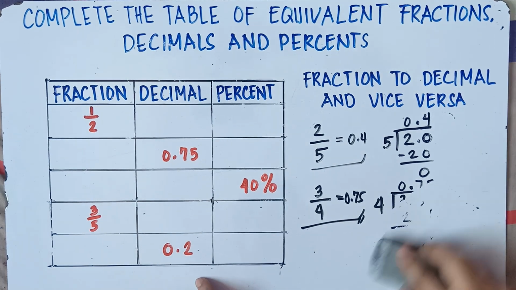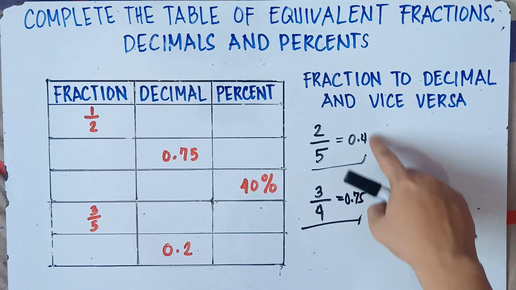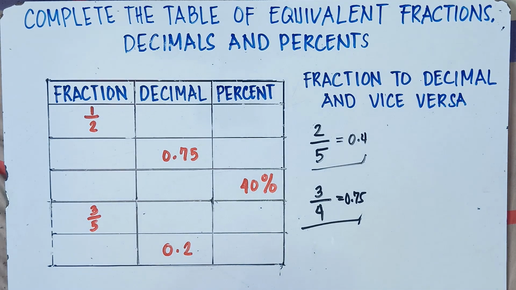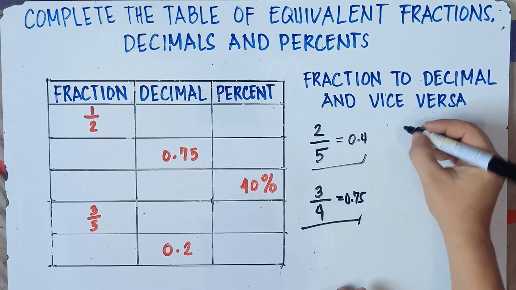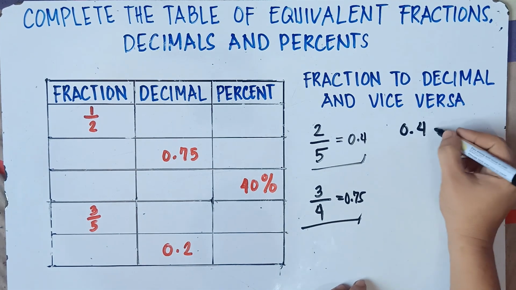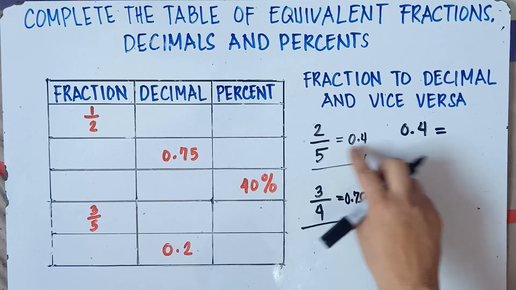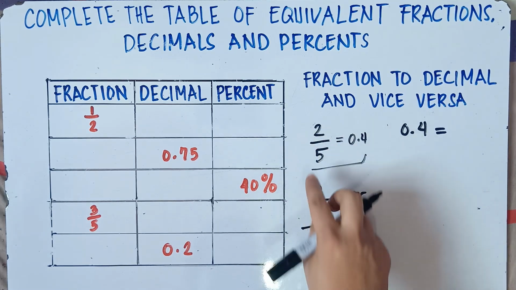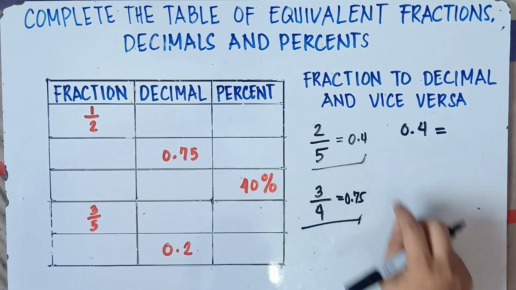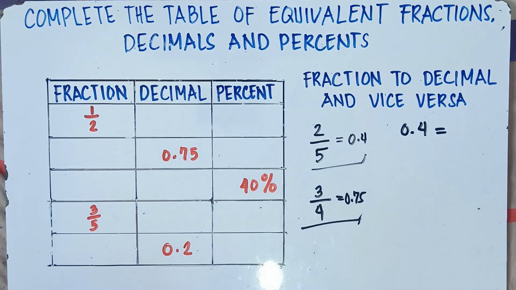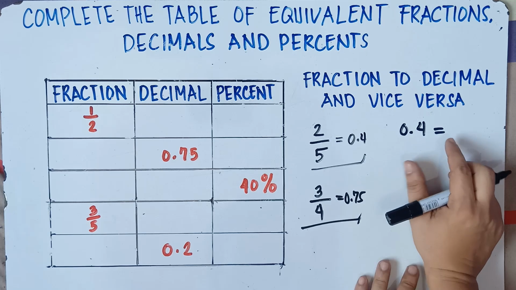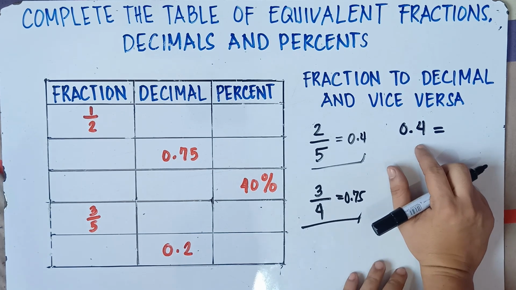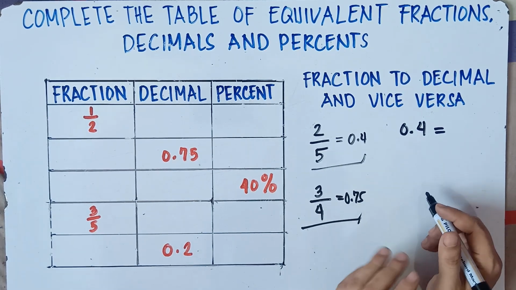Alright, so how about, class, if we convert this decimal into fraction? How to do that one, class? So 0.4, how will you convert that one into fraction? Of course, we know that 0.4 will be 2 over 5, right? Because we have 2 over 5, and the answer is 0.4. Now question, how will you convert the 0.4 into fraction? Now, to convert this one, class, always remember, class, the place value.